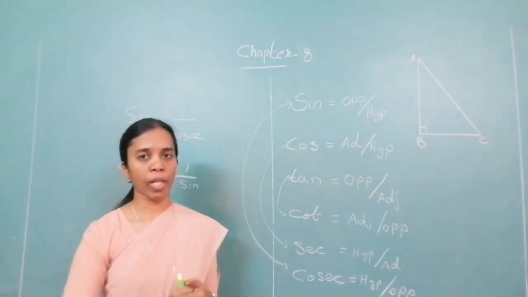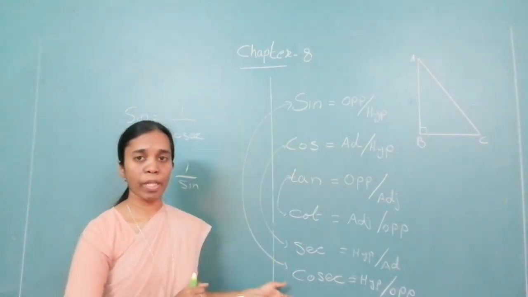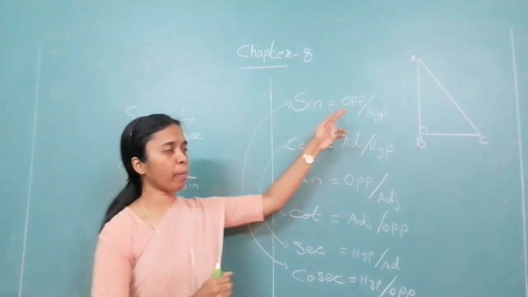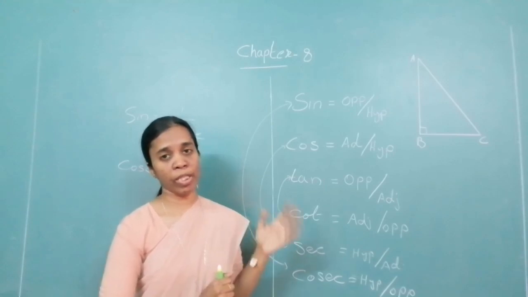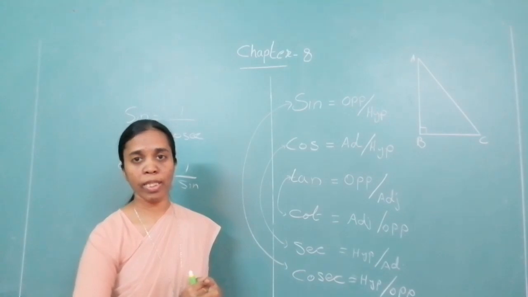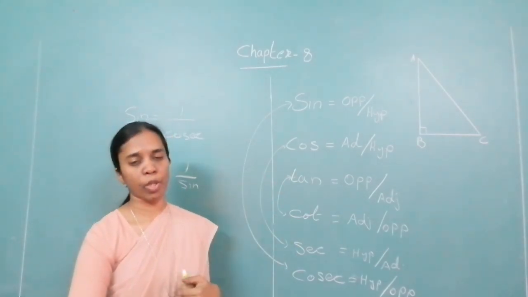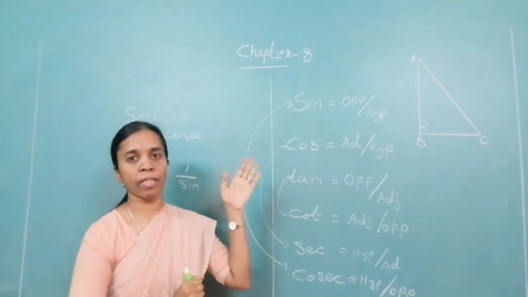Okay. Suppose you are asked to find all the trigonometric ratios. These are known as the trigonometric ratios. All these are ratios. Why are these ratios? They are comparing two sides and writing in the form of a ratio. That's why they are known as trigonometric ratios. There are 6 trigonometric ratios: sine, cos, tan, cot, sec, cosec. Suppose you are given a diagram and told to find all the trigonometric ratios of angle C. So you have to find sine C.